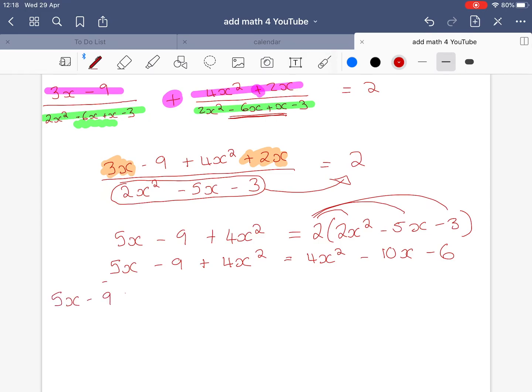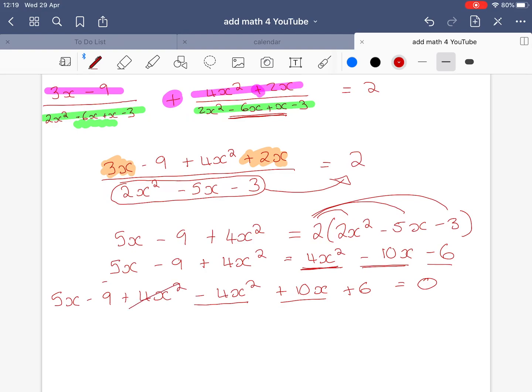So these would all stay the same. So I've still got 5x minus 9 plus 4x squared. Take over this 4x squared first, so minus another 4x squared. Take over your minus 10x, so we're adding 10x. See how I'm changing that? That positive 4x squared went to minus 4x squared. Minus 10x is going to plus 10x, and this minus 6 is going to add 6. And this is going to equal 0 now.